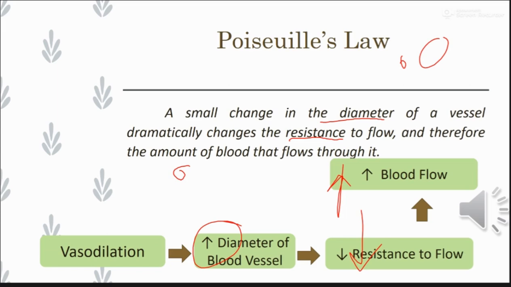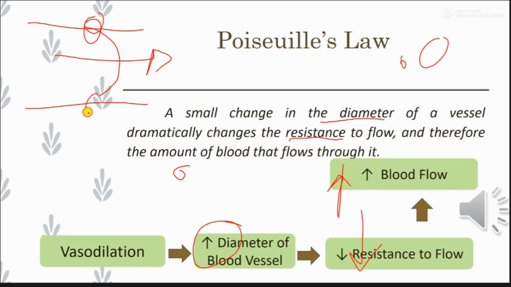What is the explanation for Poiseuille's law? Going back to the parabolic velocity profile during laminar flow, the velocity is faster at the center, because the blood near the endothelial wall has adherence to it.